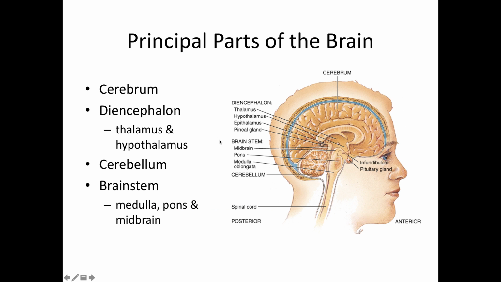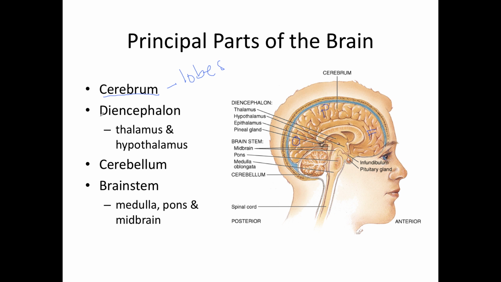So the principal parts of the brain, as I just mentioned and outlined, are the following. We've got the cerebrum, and this is made of lobes. And the lobes are named after the bones that lie over the top of them, so that would make this the frontal lobe, this is the parietal lobe, this is the occipital lobe. And if you were to turn this around, you'd be able to see the temporal lobe as well.